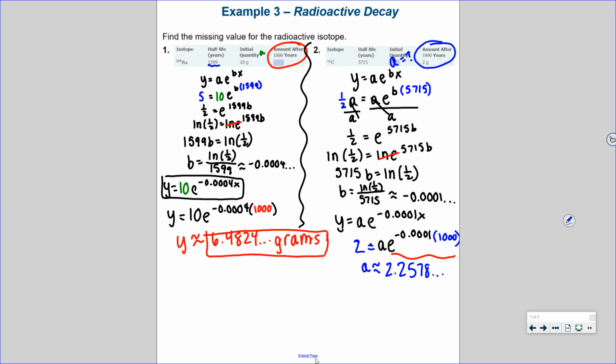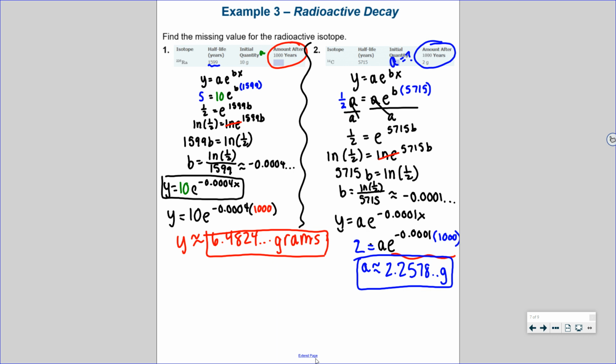Okay, so to answer their question, the initial quantity then would have been this many grams. We could write the model if we wanted to. It doesn't ask us to. We just had to find the initial amount. Okay. I like those problems. Good old radioactive decay, math in real life. Don't say I'll never use this in real life.